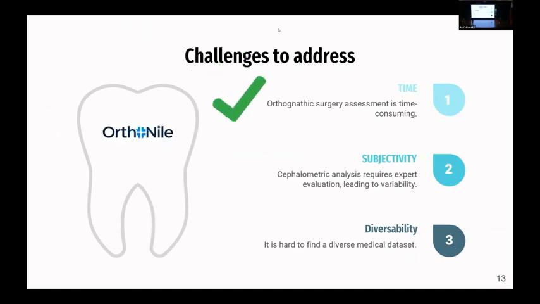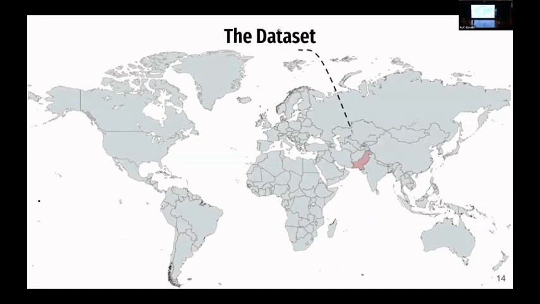And now we have just the time and the subjectivity problems, but we still have the diversibility problem. How did we solve the diversibility problem? Through our diverse data set.